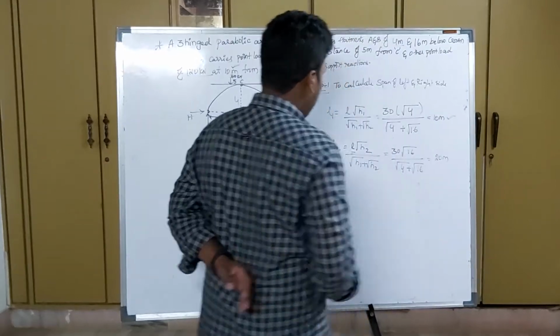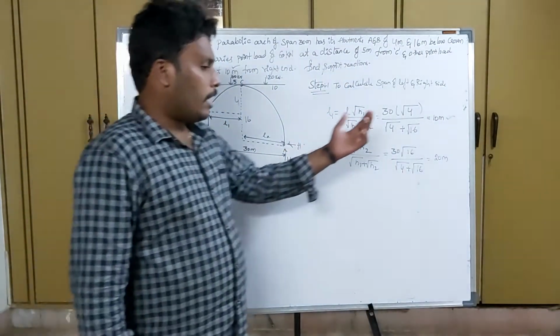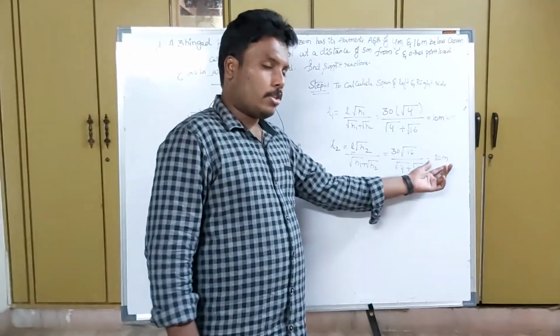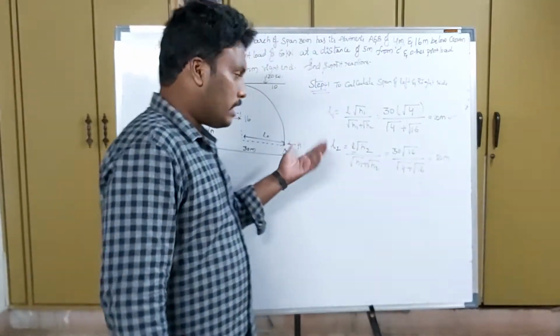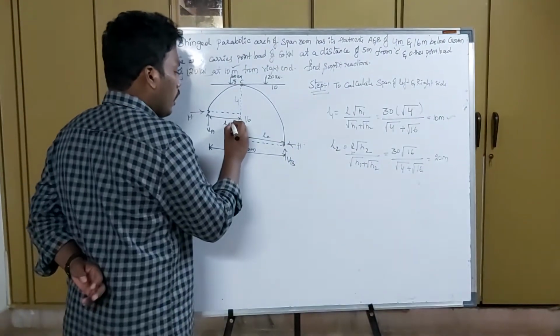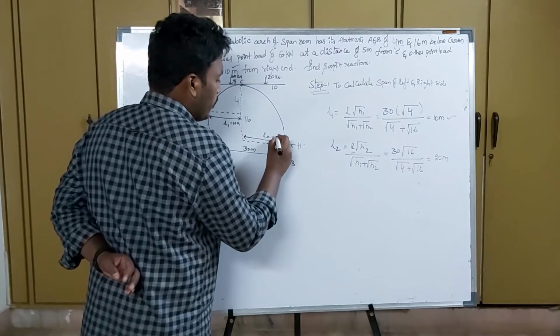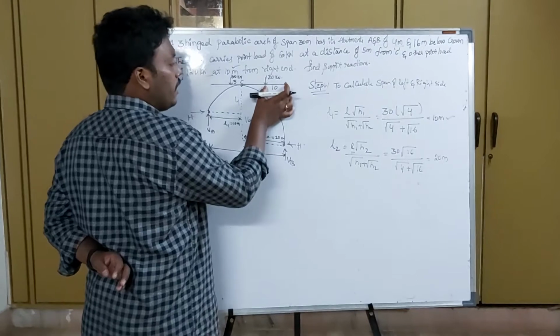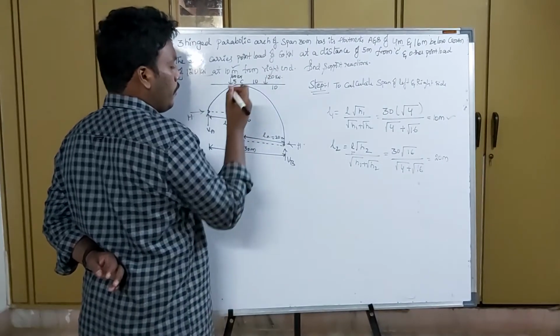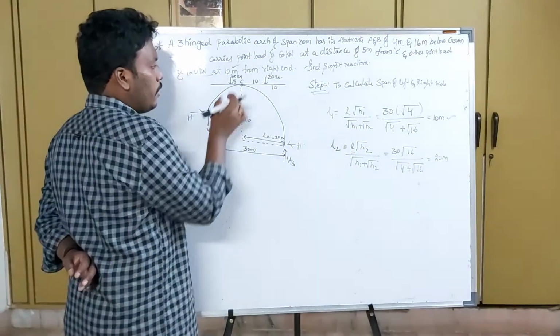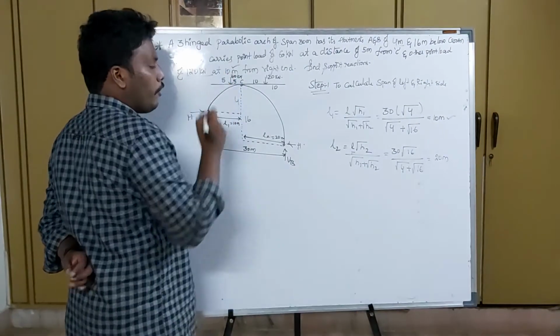Already we calculated L1, so if we subtract 10 meters from 30 meters we will get the value of 20 meters directly, but this is a check to see whether what we did is correct or not. Therefore L1 is equal to 10 meters, L2 is equal to 20 meters. So from here to here it is 10 meters. From here to here it is 10 meters, and if this is 5, this will also be 5 meters.